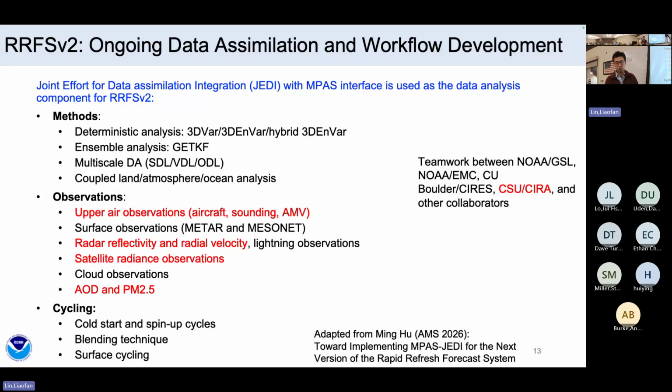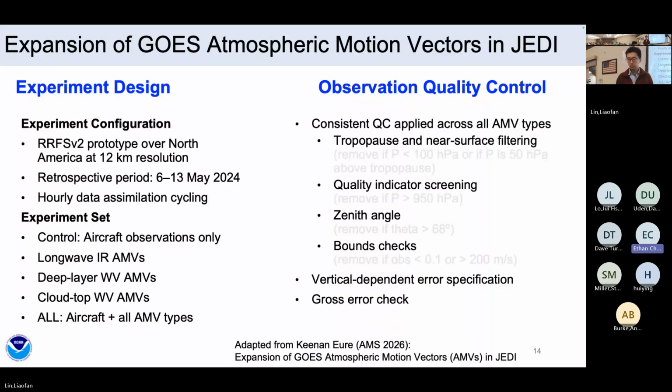So next, I'm going to pick a couple of topics and show the relevant progress or components. Okay, first is AMV DA, the assimilation of atmospheric motion vectors. This work is led by Kenan Yuri, CIRA, and he presented at the annual AMS meeting 2 months ago.